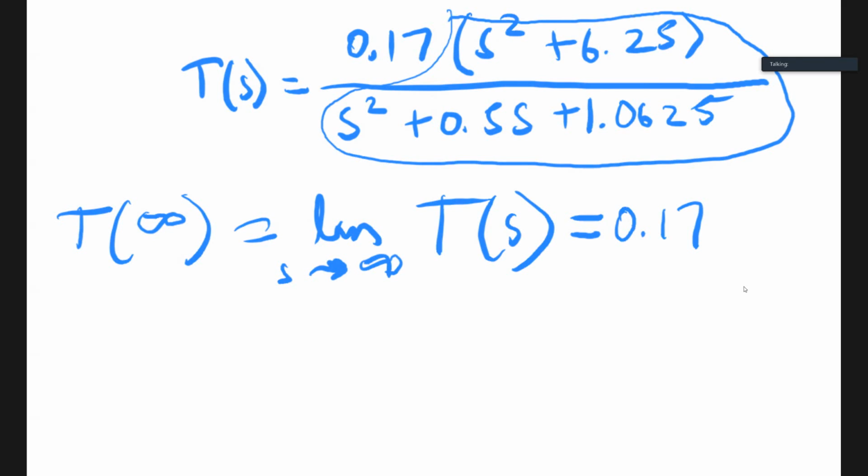Yeah, Dr. Nens, I actually had a question about that too. If a question says it has a high frequency gain of unity, does that also mean that T of 0 equals 1? If it says that it has a high frequency gain of unity.